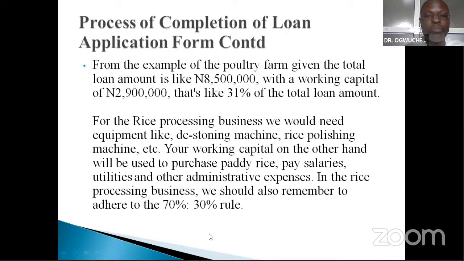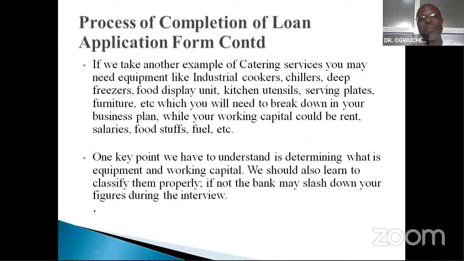Right. So we can also use the same example with catering services. Here, the needed equipment include industrial cooker, chiller, deep freezer, food display unit, kitchen utensils, serving plates, furniture, etc., which you will need to break down in your business plan. While your working capital could be rent, salaries, foodstuff, etc. So that is how you do that one.